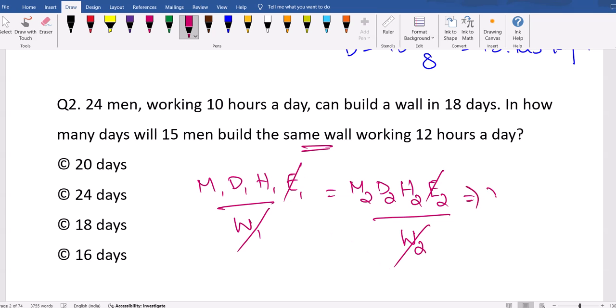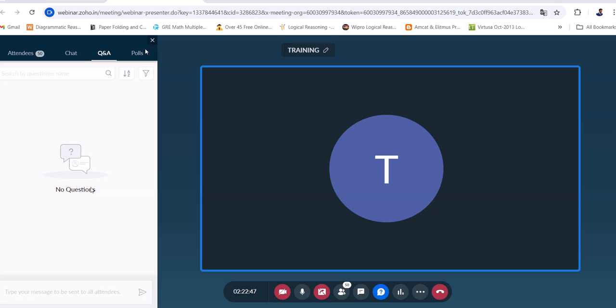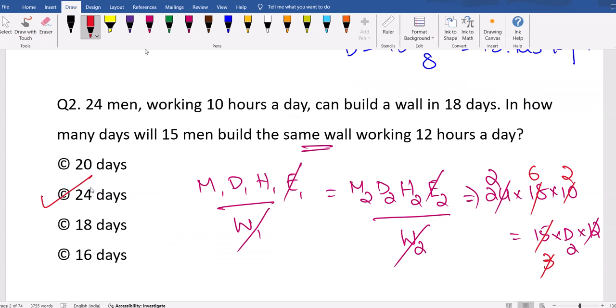So M1 is 24 men, 18 days, working 10 hours per day. 15 men, how many days working 12 hours per day? 12 once, 12 two times. And this is 5 two times, 5 three times, 3 once, 3 6. So 12 into 2, 24 days. Chain rule concept: M1 D1 H1 E1 upon W1 equals M2 D2 H2 E2 upon W2. Chain rule. Right, see the next one.